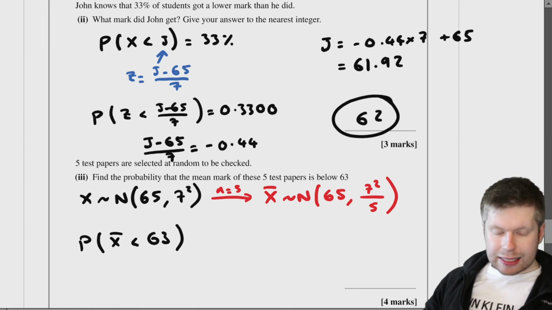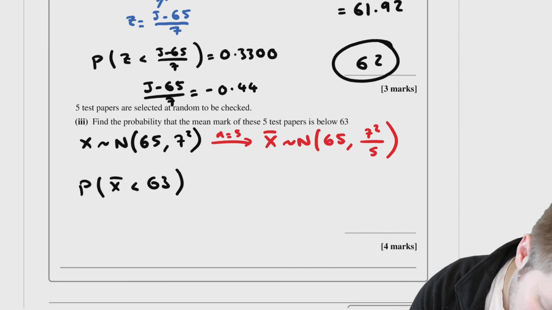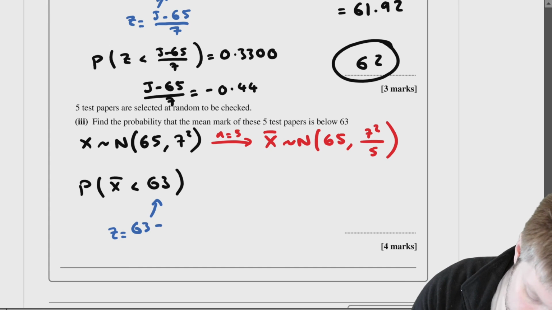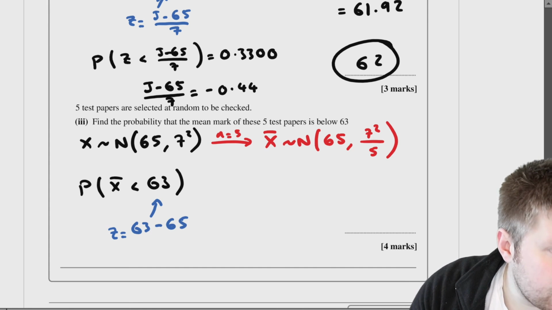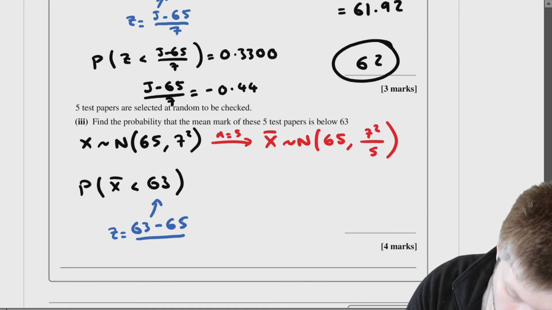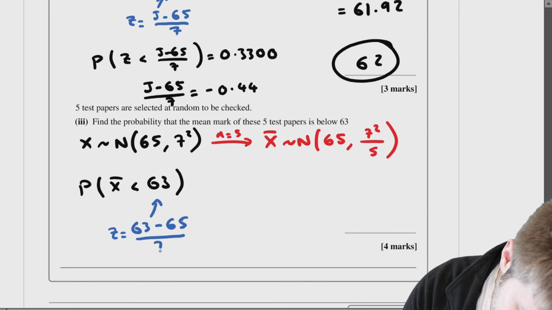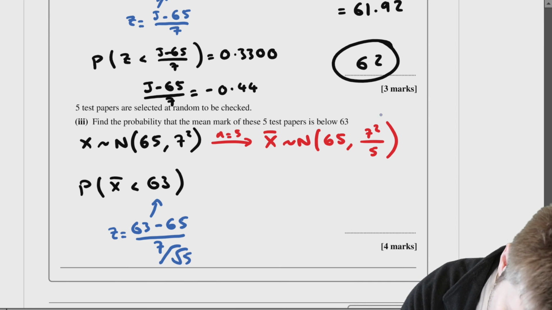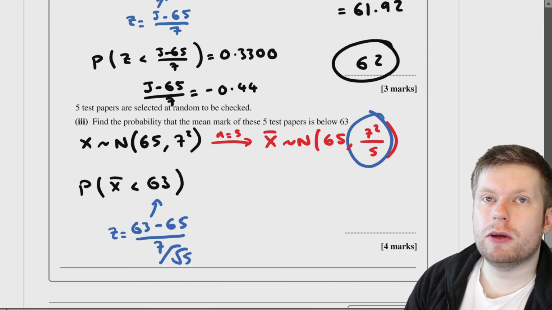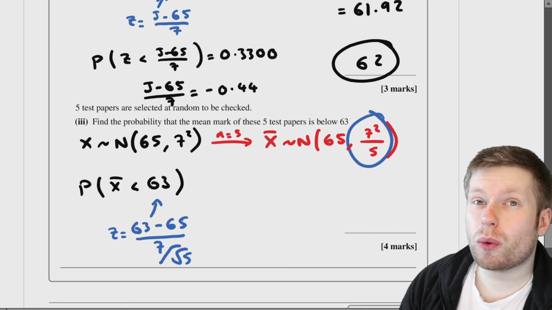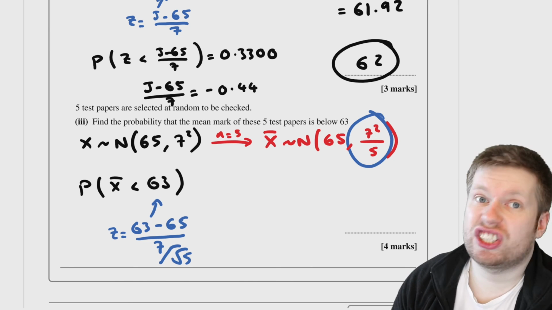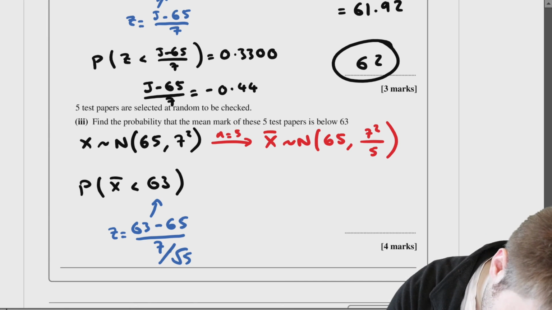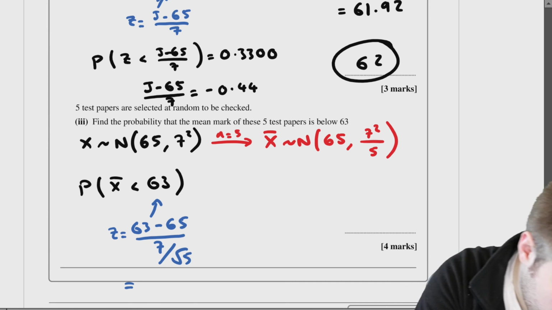Well, it's already a less than probability, okay, so I don't need to worry about that, but I do need to worry about standardizing. So I'm going to do 63, take away the mean, which is 65, and then divide all of that by 7 over root of 5, because of course I know that that's my variance, which I'm going to be using, and I want to use my standard deviation, so I'm going to square root that. Square root at the top becomes just 7, square root at the bottom becomes root of 5, okay? So it's going to be 7 over root of 5. So let's stick all of that into my calculator.